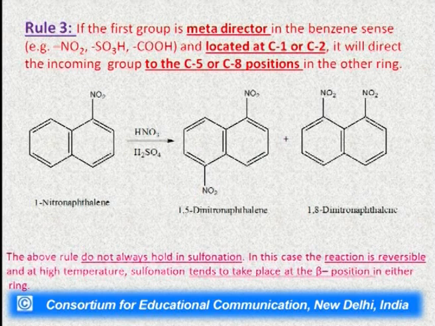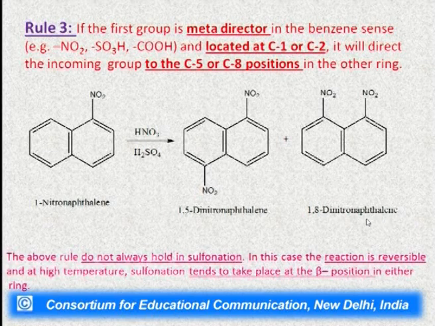Then rule 3 says that if the first group is a meta-director in the benzene ring, the meta-directing group may be nitro group, sulfonic acid group, or carboxylic acid group. It may be located at C1 or it may be located at C2, but it will direct the incoming group to the C5 and the C8 positions which are present in the second ring. So, the meta-directing group will direct the incoming group to the second ring of the naphthalene, and we will get here 1,5-dinitronaphthalene in case of nitration and 1,8-dinitronaphthalene.